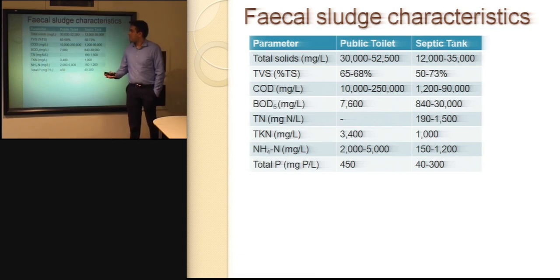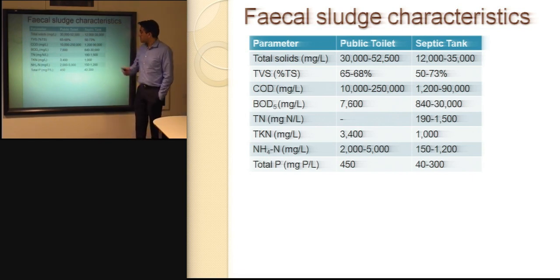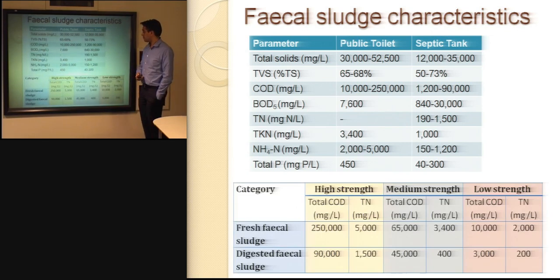Overall, the characteristics of the fecal sludge, whether from public toilets or septic tanks, are quite diverse and variable. This led to the need to categorize the fecal sludge into narrower ranges, to try to understand more about how it can be treated or disposed of in a better way.